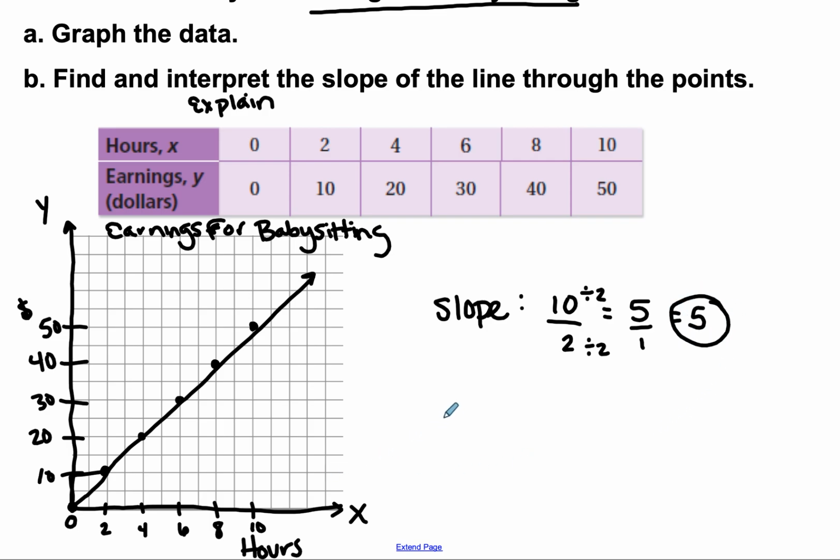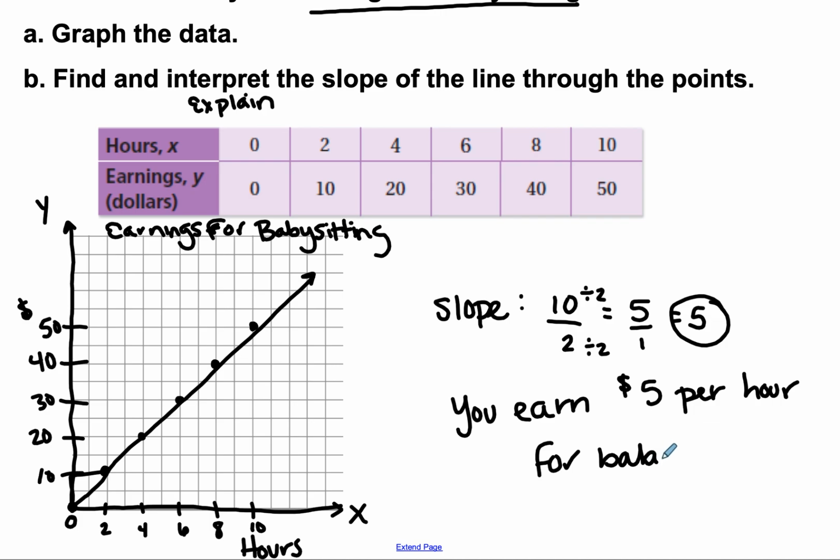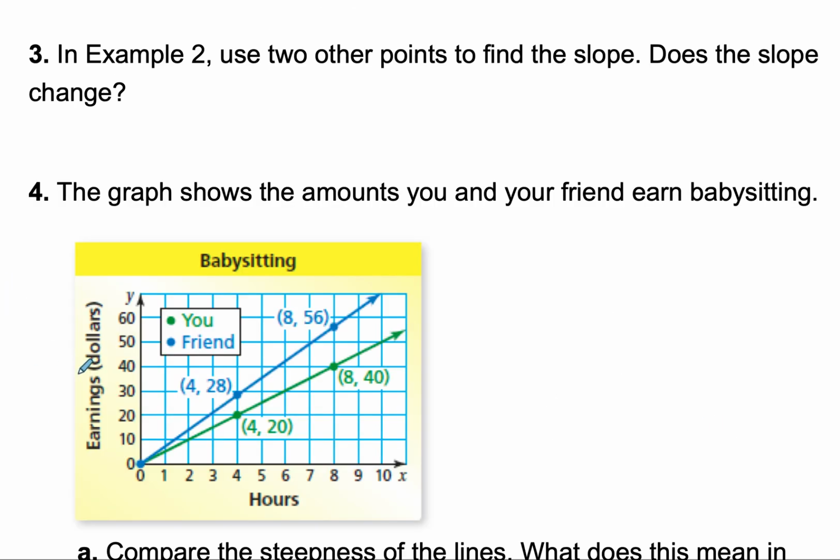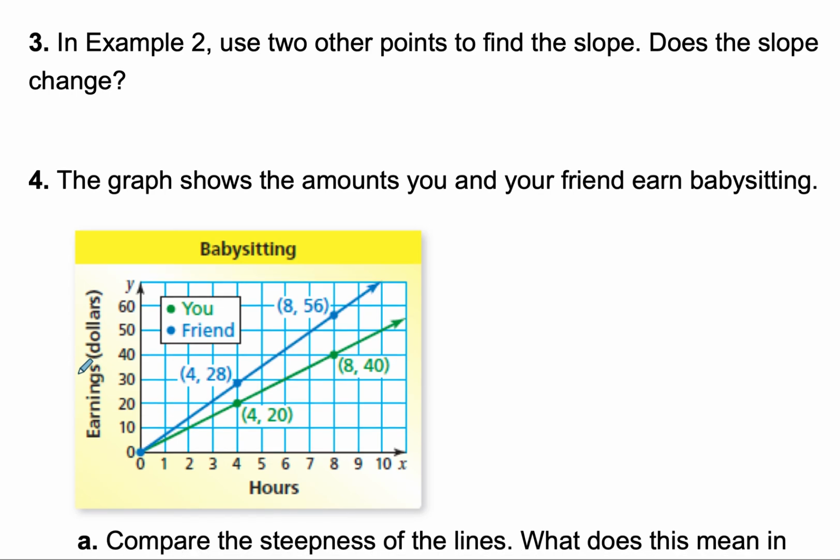Interpret. That means explain. So for this one, the explanation is you earn $5 per hour for babysitting. Okay, here are 2 more for you to try on your own. Go ahead and pause the video and try them.